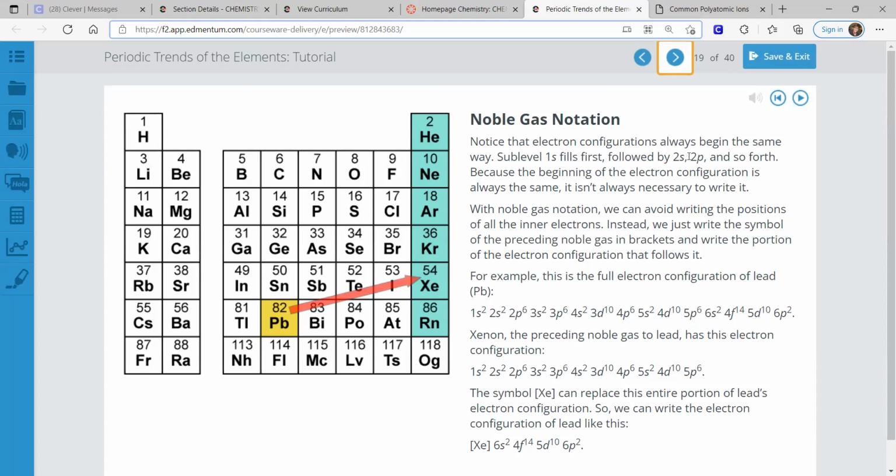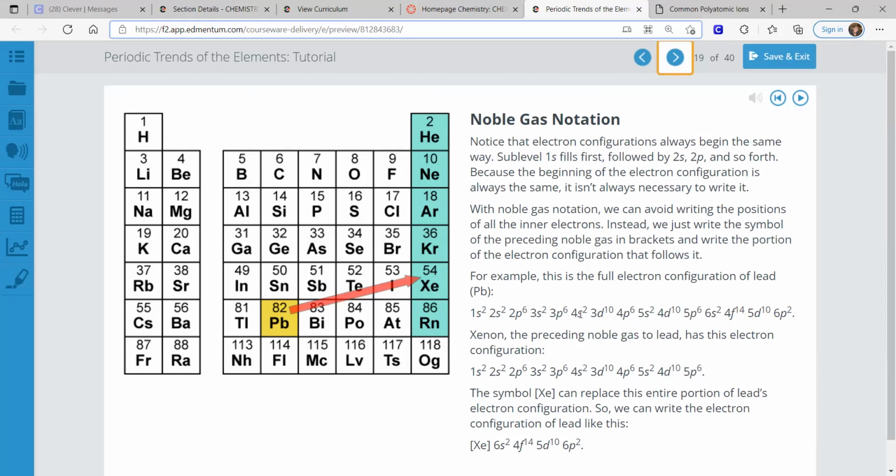Noble gas notation helps us not write out all of these numbers, which is great. You can just start off here and then write in the information up to this point, so you don't have to write in all this extra stuff.